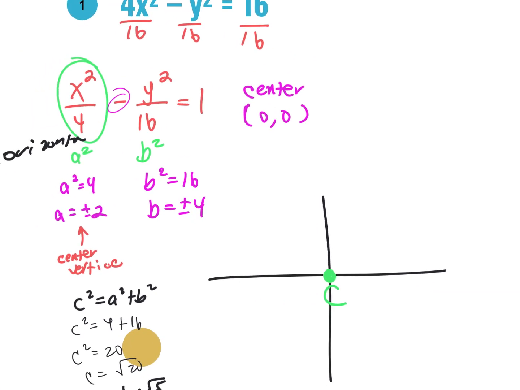So let's talk about where our vertices are. If you're asked to find the vertices, how do I find my vertices? Okay, plug in the a, right? I go 2 to the right and 2 to the left. Do you guys agree? Okay, so I have a vertex there and a vertex there.